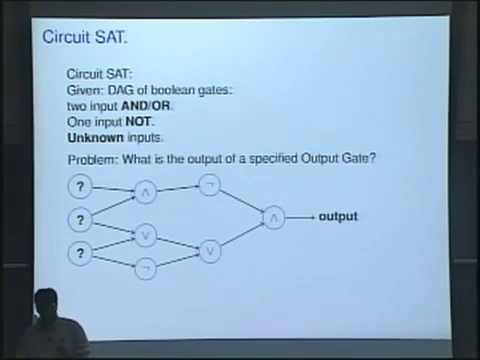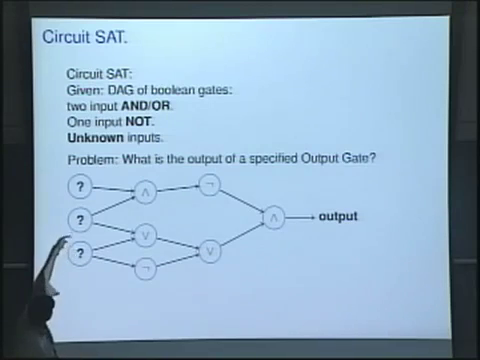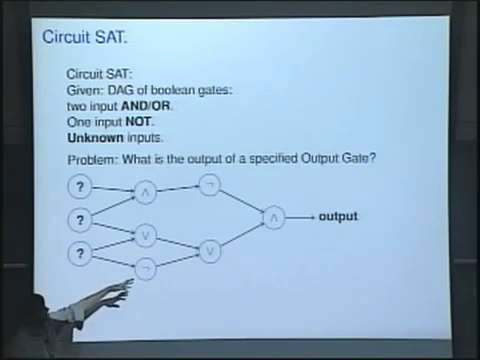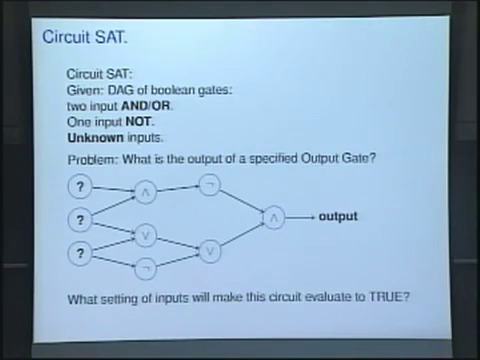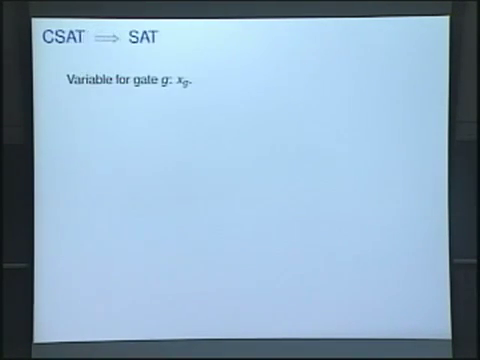It's very much like SAT. In SAT you want to figure out what assignment of variables you need to make all the clauses true. Here you want to say what assignment of inputs you need to make the output true for this circuit. So this is the problem. Now I claim that all problems in NP are reducible to circuit SAT.